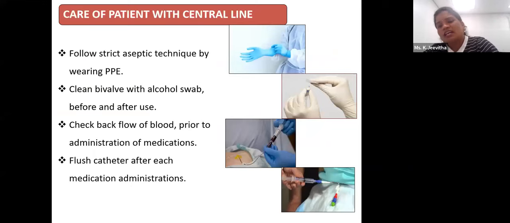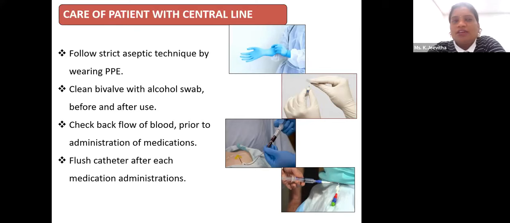Just as we have the catheter bundle to reduce infection by following it, even for central line monitoring we have the CLABSI bundle, that is, central line bloodstream infection. Follow aseptic techniques and keep things clean. Always clean the site whenever you are administering medication. You have to follow this even for peripheral lines.